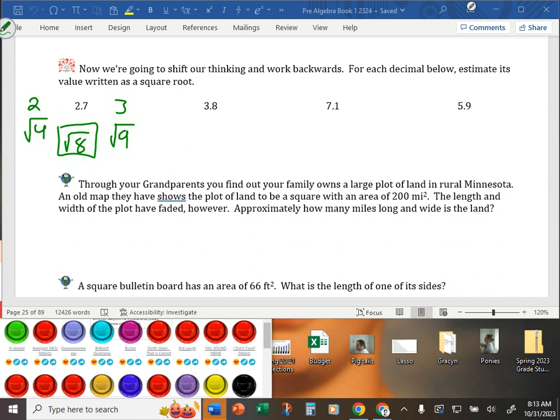Let's do 7.1 as well. The next smallest integer is 7. What root is equivalent to 7?